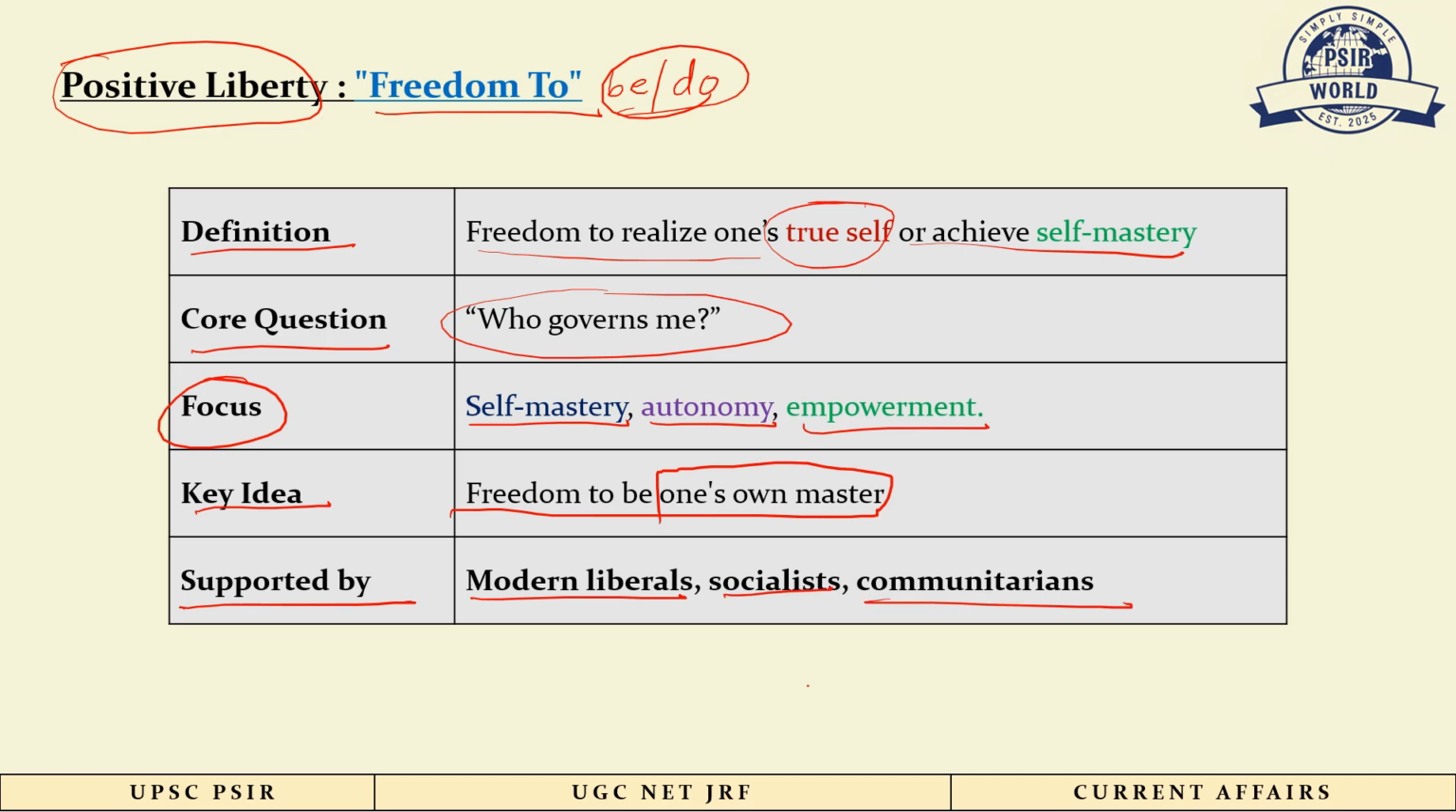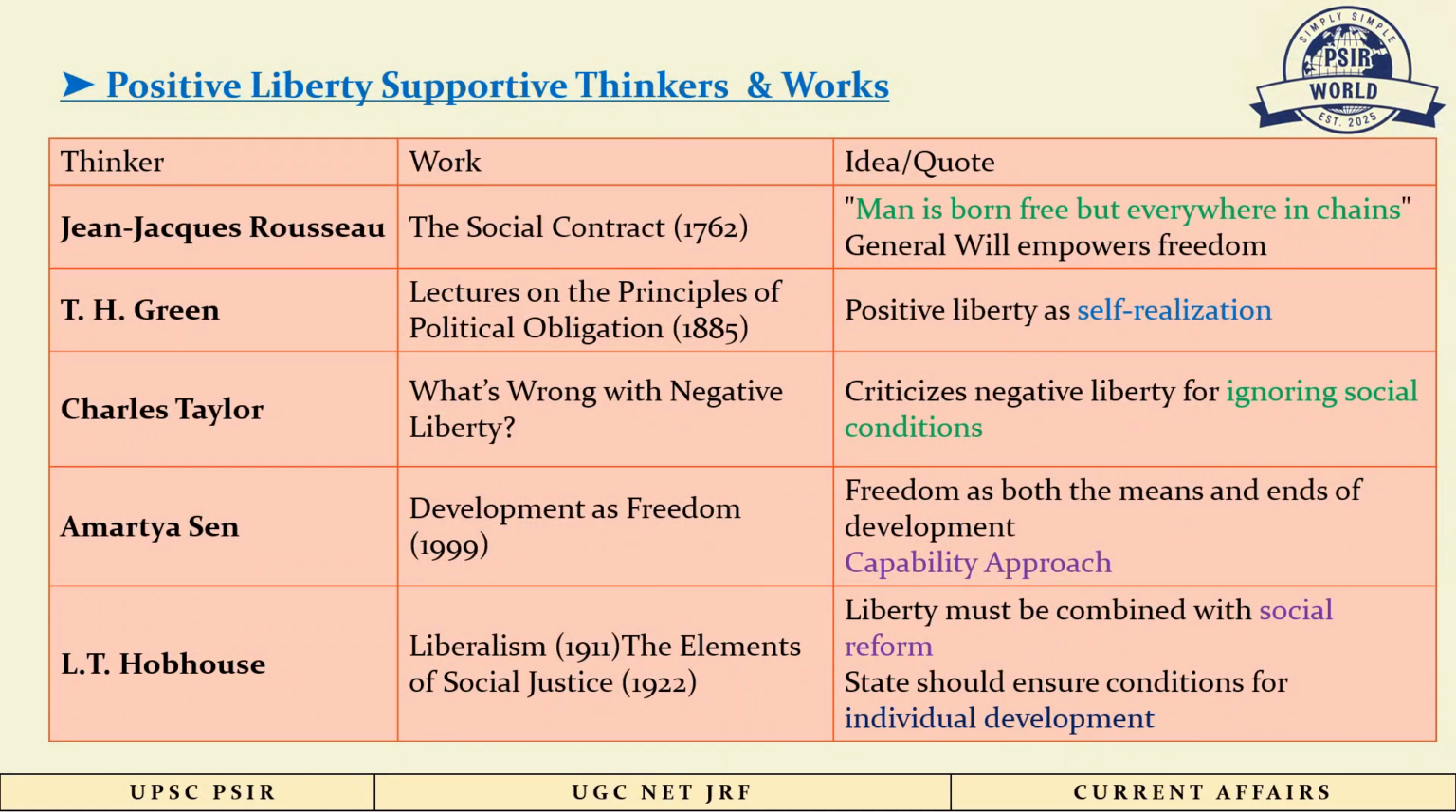What positive liberty says is that the state should provide the necessary conditions, or the things one needs, to realize one's true self. It advocates the state's intervention, that the state should do some kind of social welfare, some kind of empowerment. So now let's discuss some thinkers who support positive liberty and their important works.